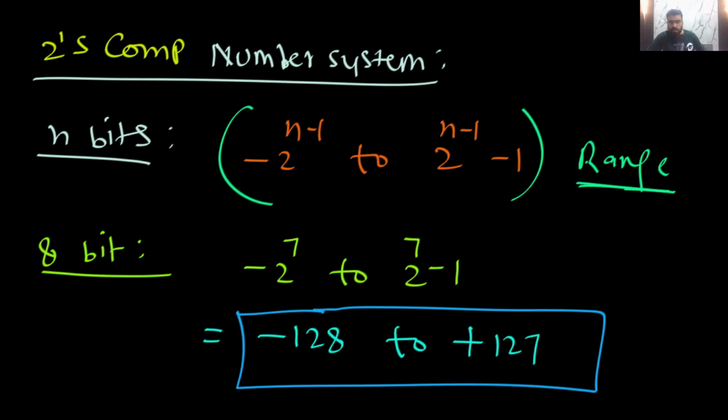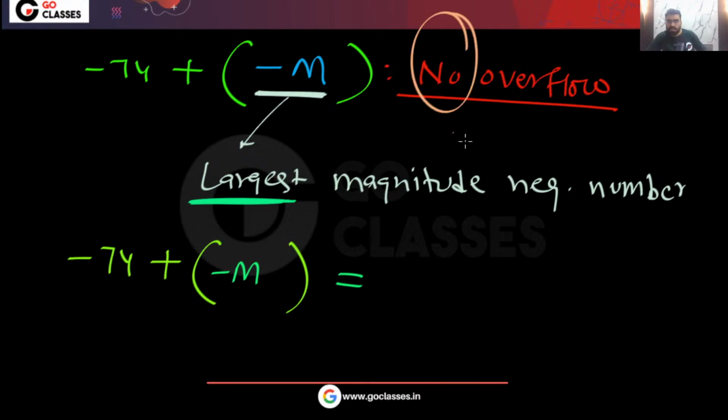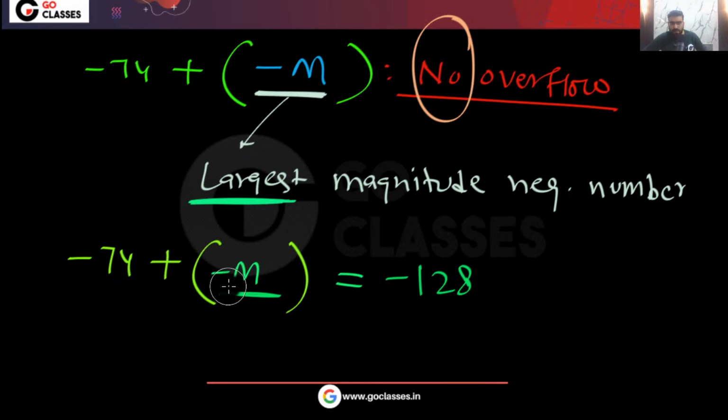Now, when will the overflow happen? See, this is your minus 74. This is the largest negative number you can add such that overflow should not happen. Remember, overflow must not happen. And because this is the largest, in the worst case you can go till minus 128. Yes or no? You can go till minus 128. Agree or not? So this number you can add such that you will go till minus 128.